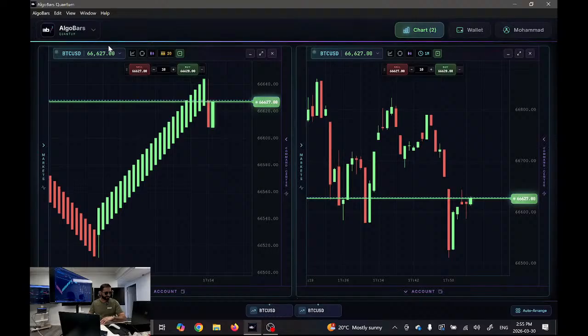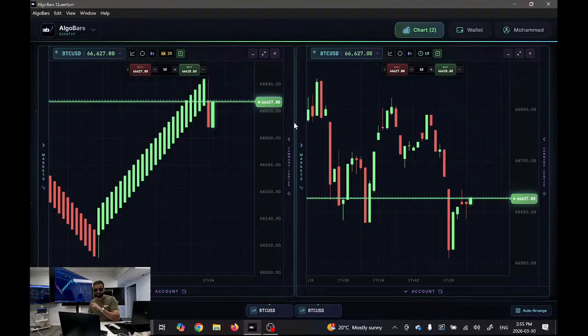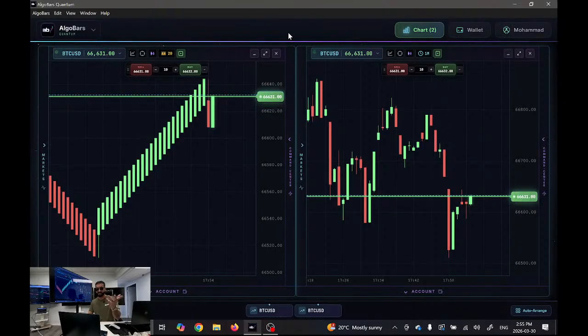My Claude Code Agent will love this. Yeah, no, you should be able to build some crazy strategies using Claude and then deploy them on AlgoBars. It might actually be such a game changer for you.